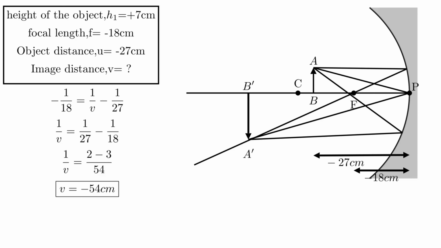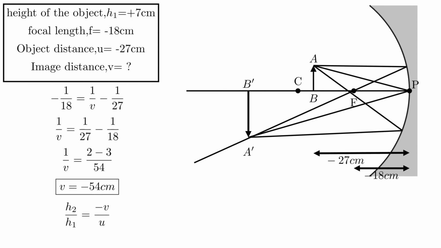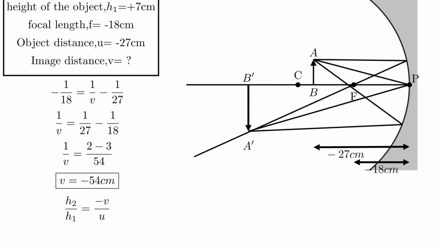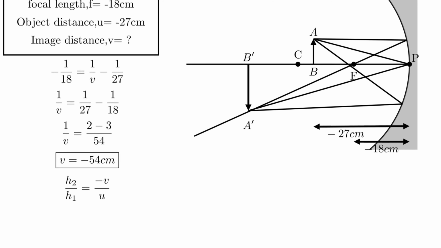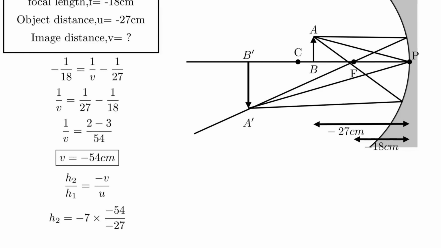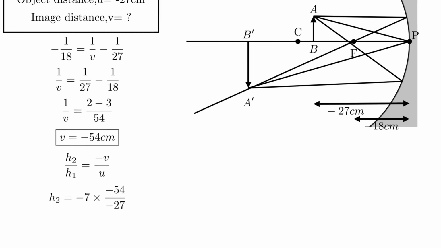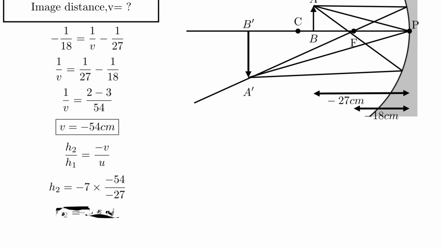To find the size of the image, use m equals h2 over h1 equals minus v over u. On putting the corresponding values of h1, v and u we get h2 equals minus (minus 54) over (minus 27) multiplied by 7. On simplification, h2 equals minus 2 into 7, which equals minus 14 cm. Here the negative sign indicates that the image is real and inverted. Moving on to the next problem.